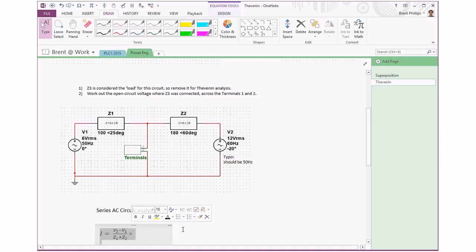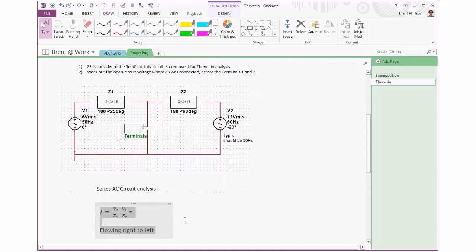Now, if you're careful with using your complex numbers, and if your calculator is very smart, that will definitely help you here. Or if you have a basic calculator, you'll just need to do some conversions between polar form and rectangular form to be able to solve that. And we know that here the current is going to be flowing from right to left, simply because we have a higher voltage on the right-hand side and a lower voltage on the left side.